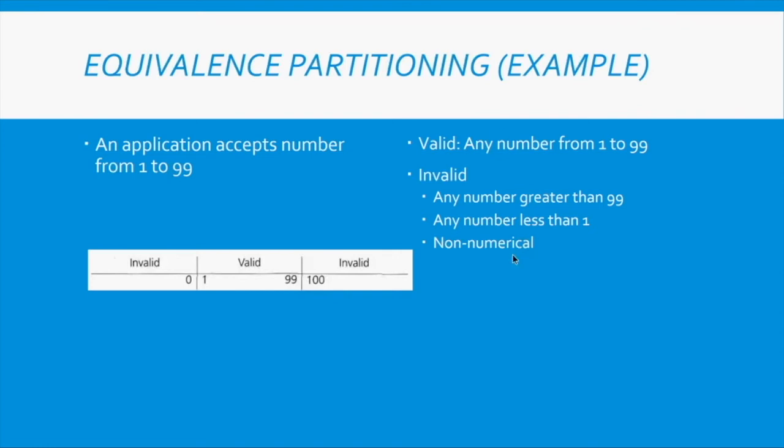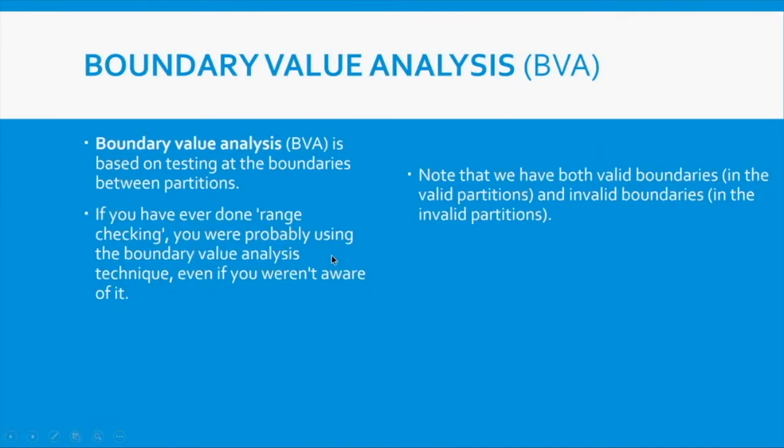So this is what we are seeing in this particular equivalence partitioning. The next technique is boundary value analysis. You base your testing on the boundaries between partitions, and developers know that this is one of the big issues.